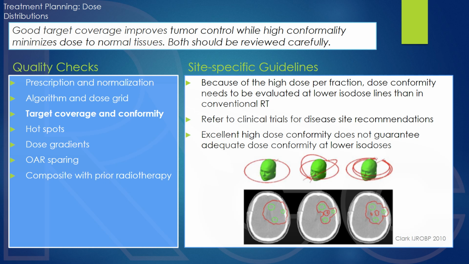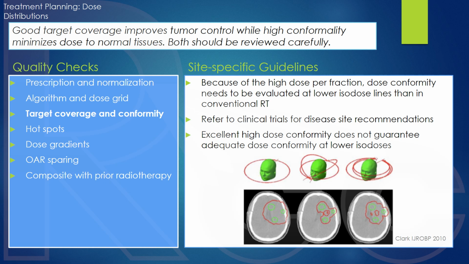Because of this high dose fraction, dose conformity needs to be evaluated at all the isodose lines, so not just the prescription isodose line. You should refer to the clinical trials for the exact recommendations. But now that we're looking at all these isodose lines, what I want to point out is this: excellent high dose conformity at one isodose line does not guarantee adequate dose conformity at the lower isodose lines.